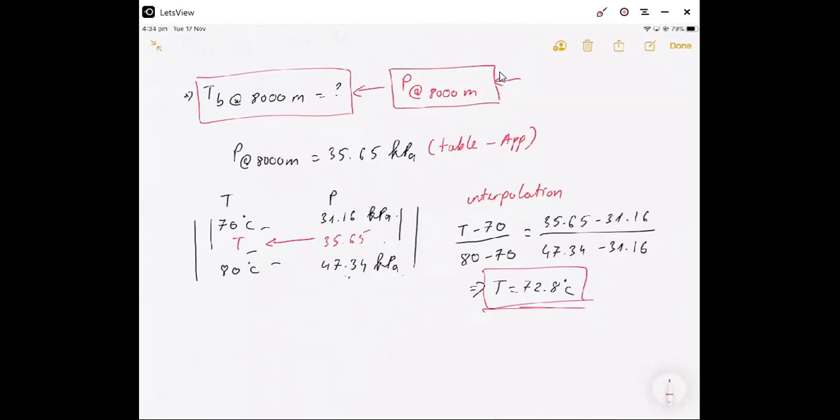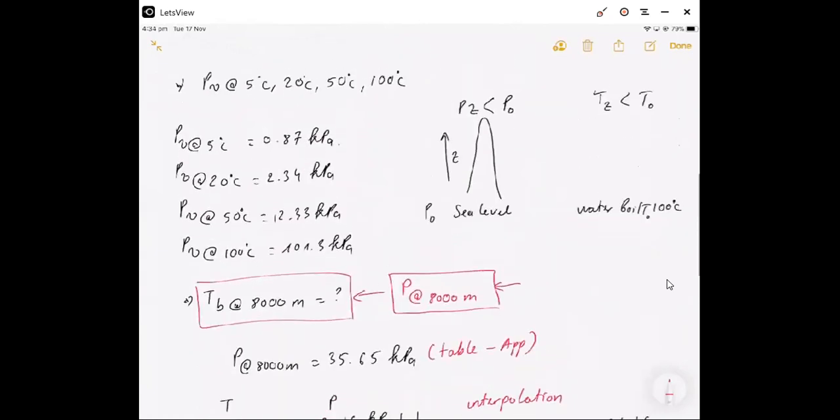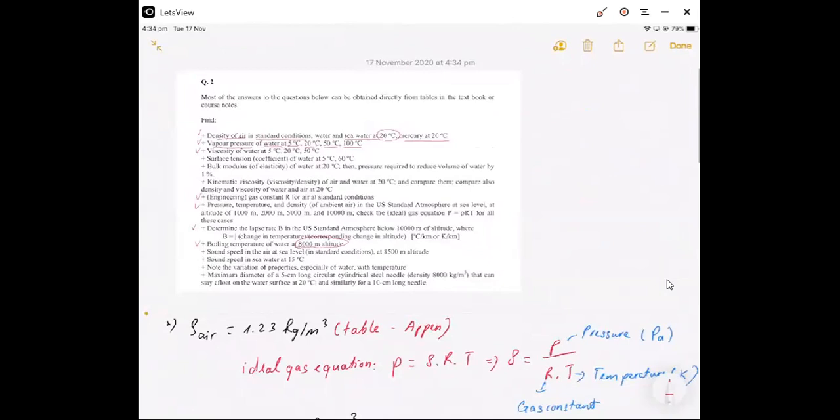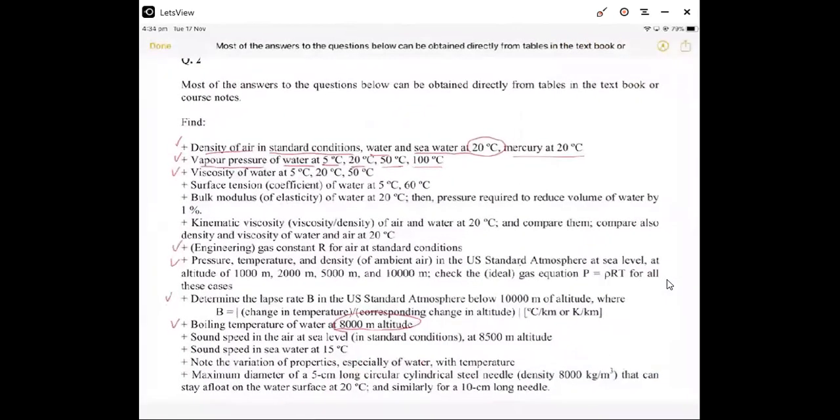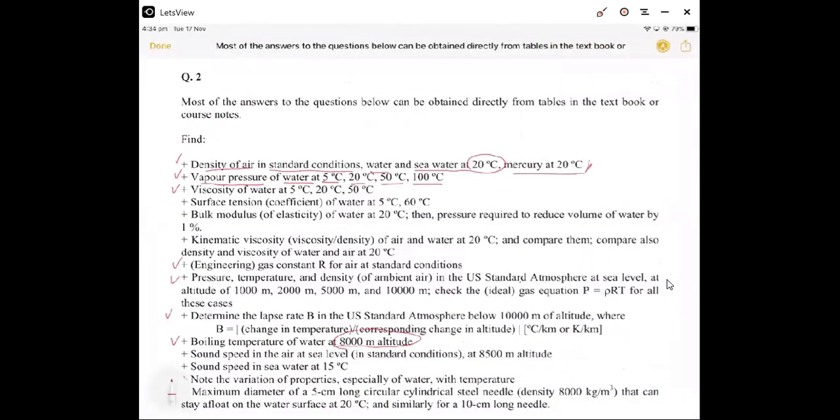Do you have any question about vapor pressure and boiling temperature? Do you have any question? No? Okay. So we finish this one, boiling temperature.